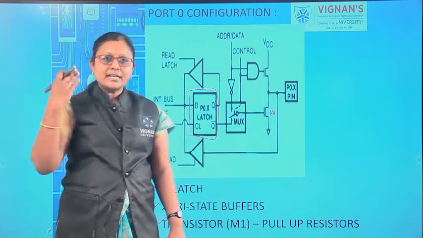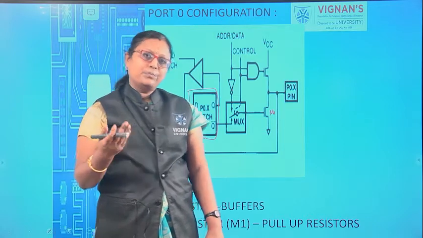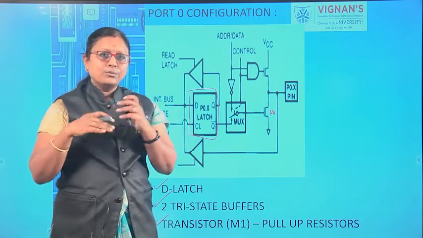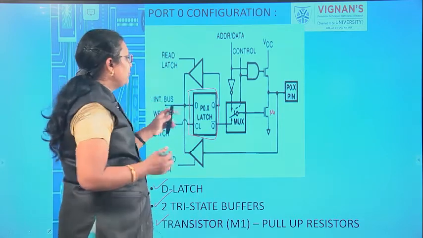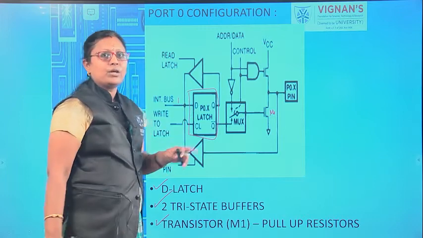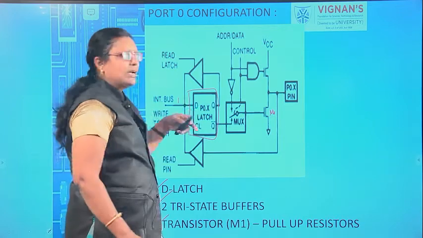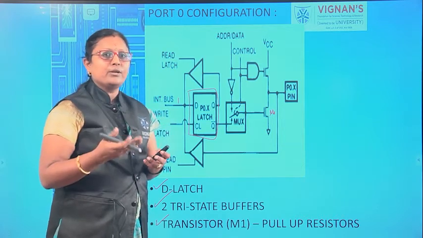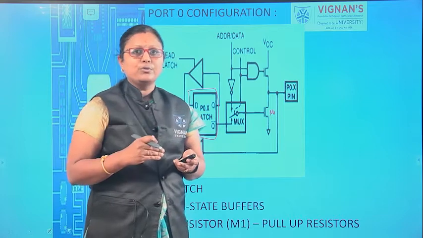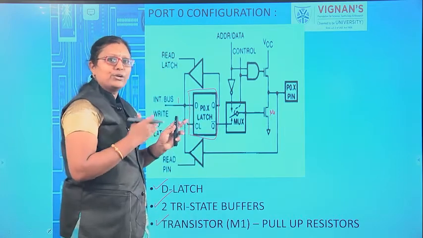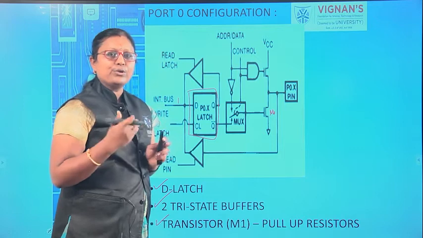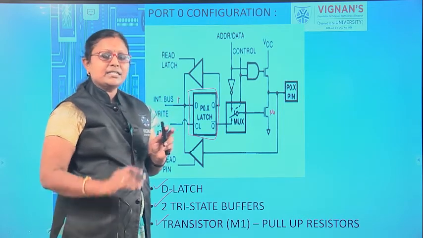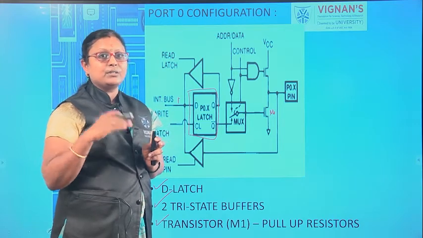Initially, when you are initializing the ports, they will be in the output mode. If you want to move to the input mode, you have to write 1 to this latch. Only then can it act in the input mode. So all ports can act as either input or output or both input and output. If you want to choose the input mode, you have to write 1 to that corresponding latch. Each and every individual latch will be connected with the ports.